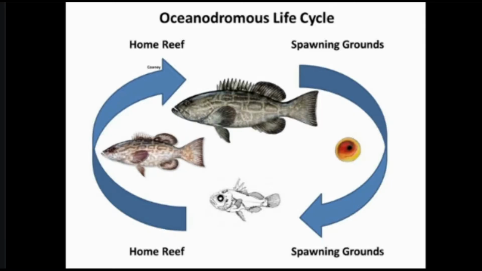So next is oceanodromous migration. So obviously this will be the migration of fishes within saltwater only, to find suitable feeding and spawning grounds. For example, tuna.